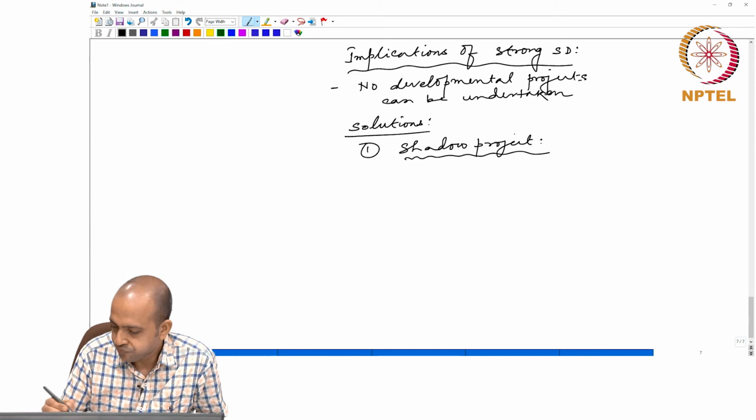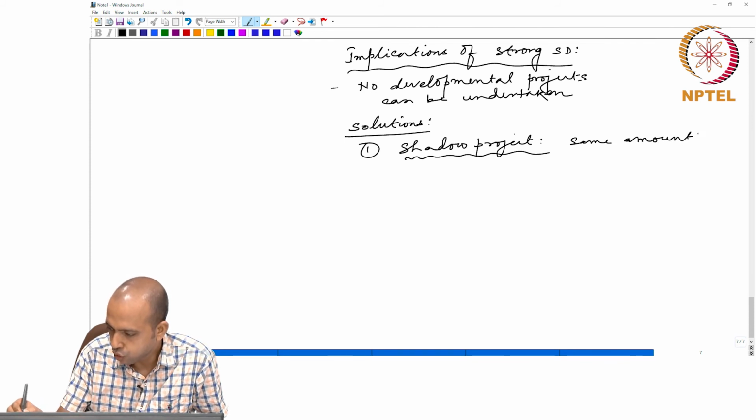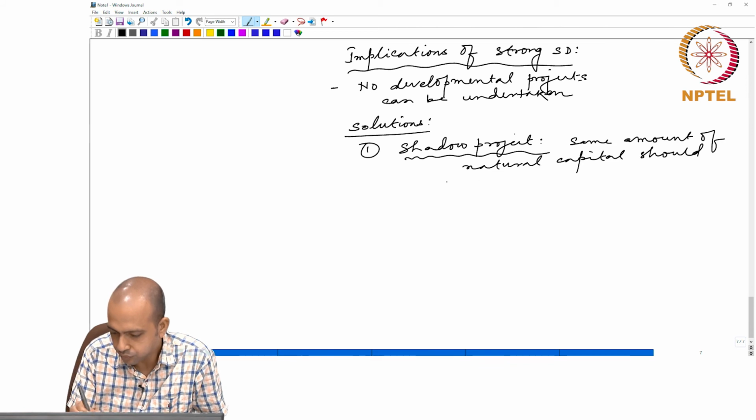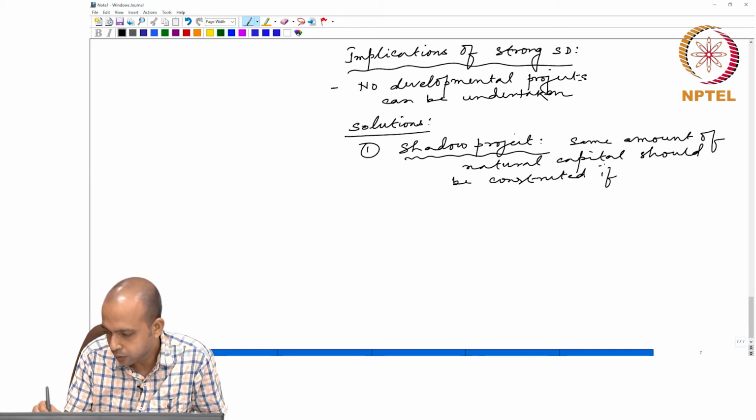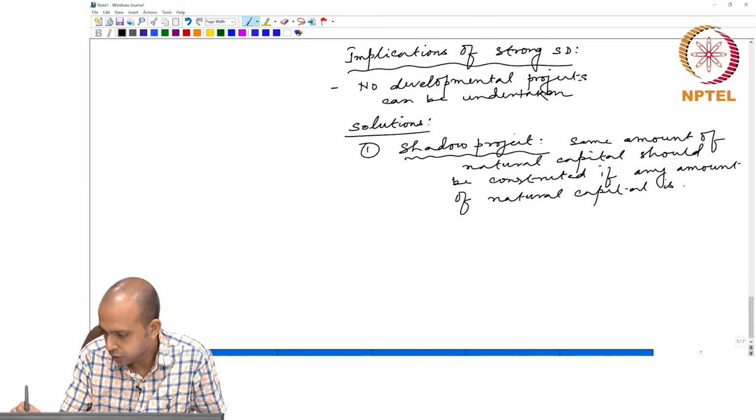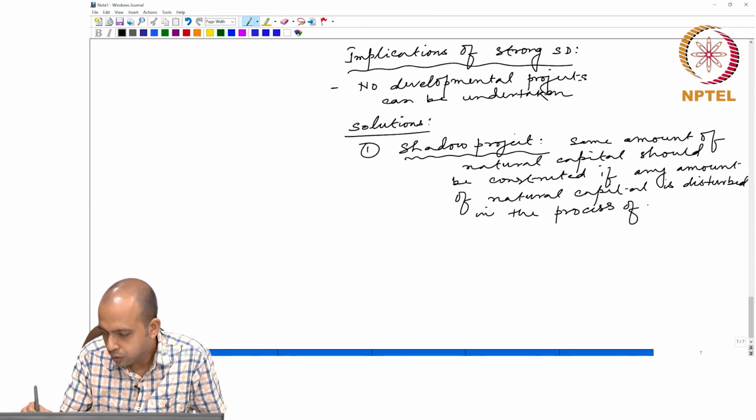So, that means the shadow project basically says same amount of natural capital should be constructed if any amount of natural capital is disturbed in the process of economic development.